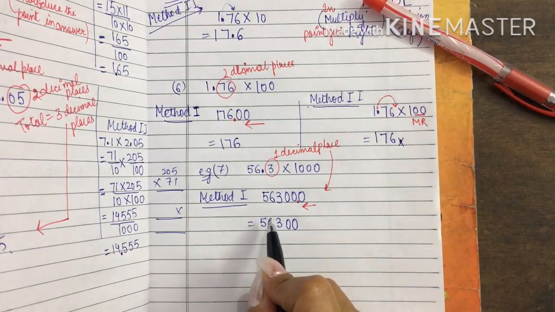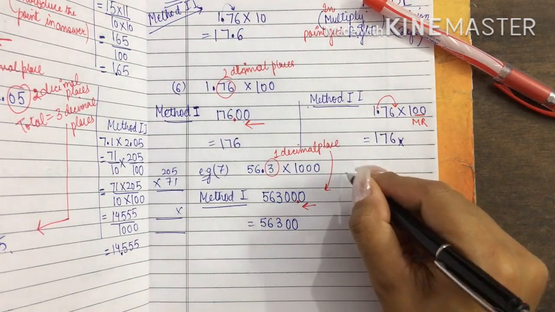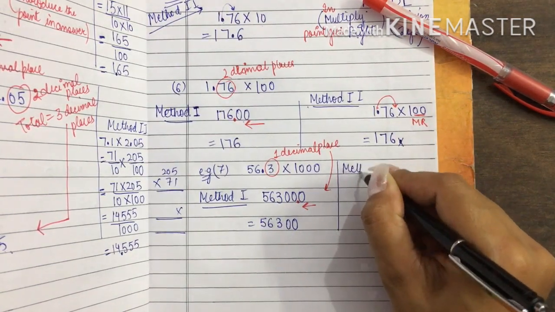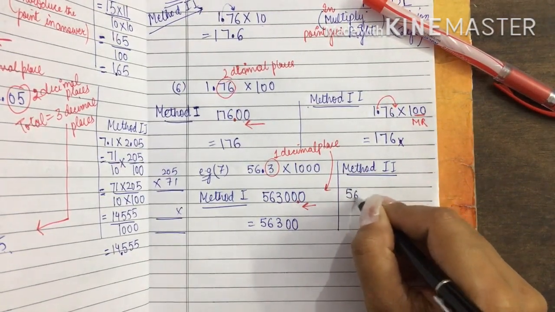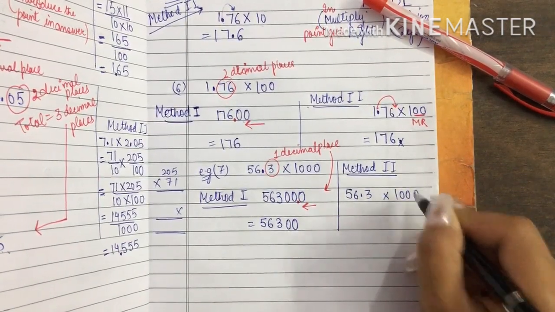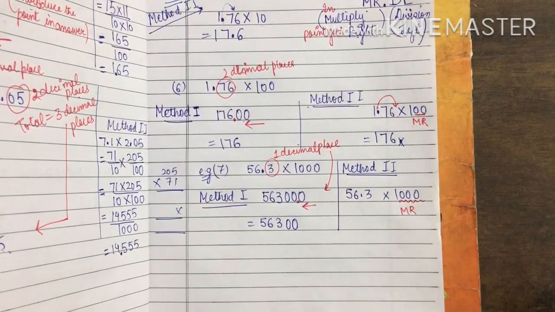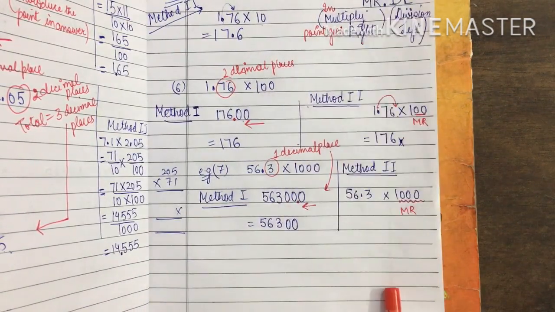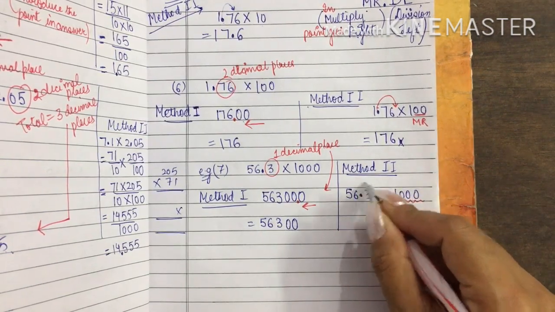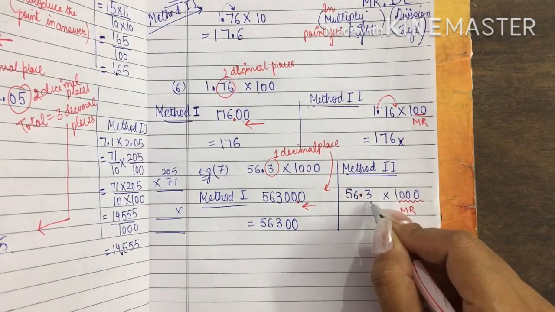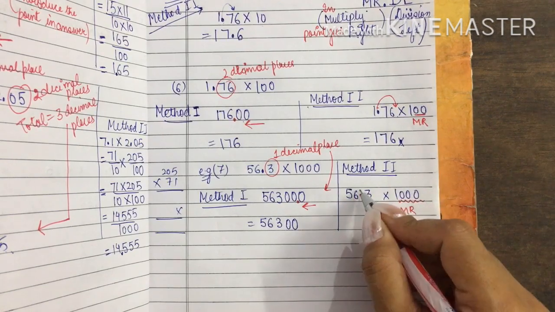Now let us do the same question with the second method. So if I were to do 56.3 multiplied with 1000 with the second method, I have to move my point 3 places. Multiply, right, move the point 3 places because I am multiplying with 1000. So now if I have to move this point to the right, I have only 1 digit. I have to move the point by 3 places. I have 1 place over here.